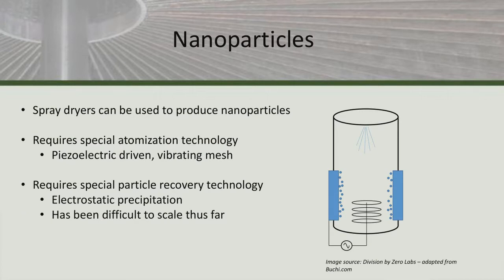And then finally, there's nanoparticles. This is fairly new, and it requires special equipment, both with the atomizer and the collection of the powders. If you remember one of the first slides, I was talking about how cyclones don't do a good job at capturing fine particles. This is typically anything smaller than 1 micron, you don't get good recovery in a cyclone.